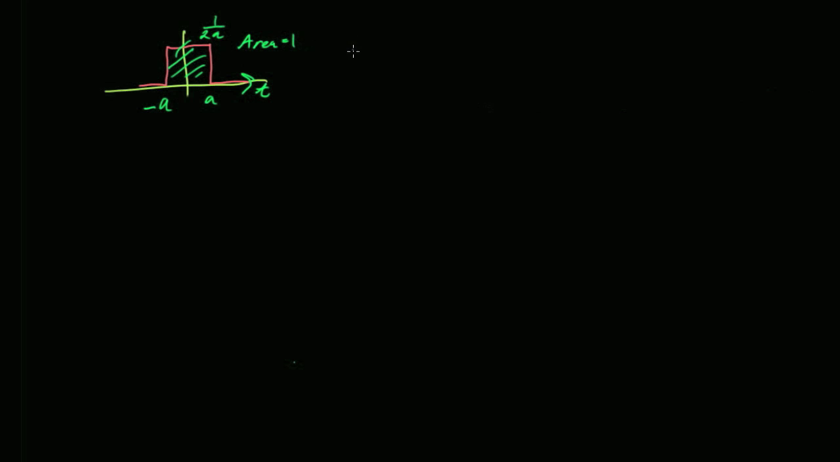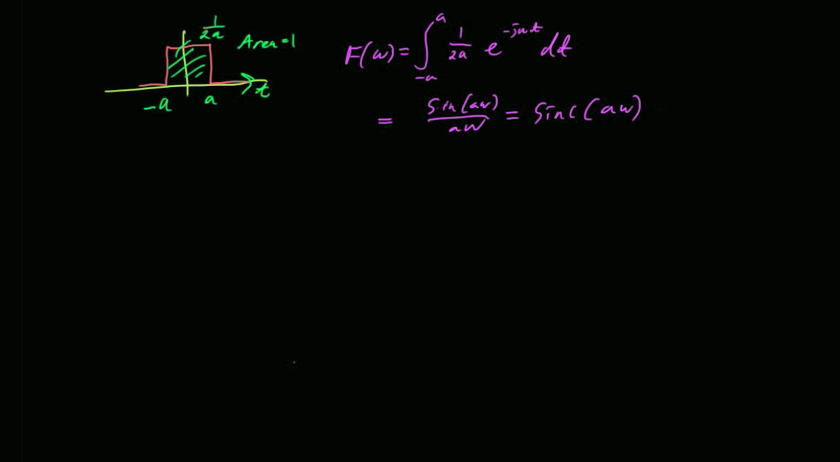And we wrote the integral. The Fourier transform was the integral from minus a to a of 1 over 2a e to the minus j omega t dt. We integrated that, and what do we get? Sine of a omega over a omega. This has a special name called the sinc function, and it has a very distinctive shape that you're going to see over and over again. If you plot the magnitude of the frequency content of this signal, you get something that looks like this.